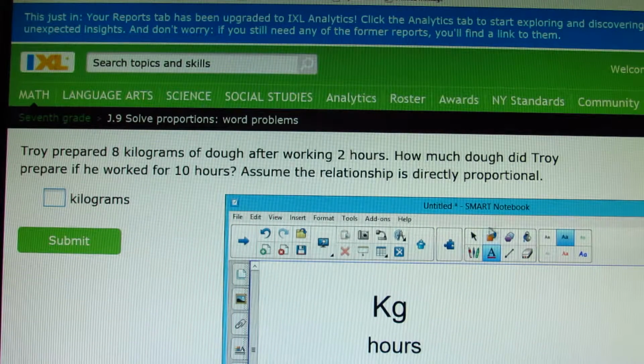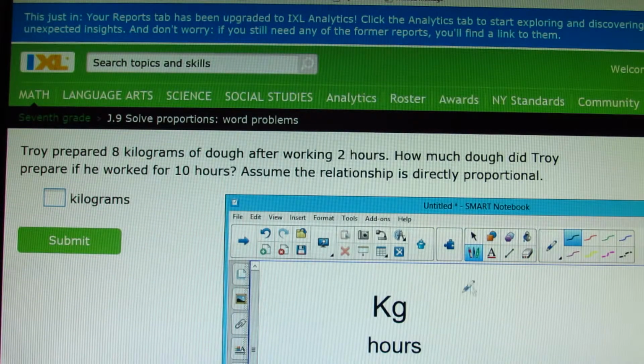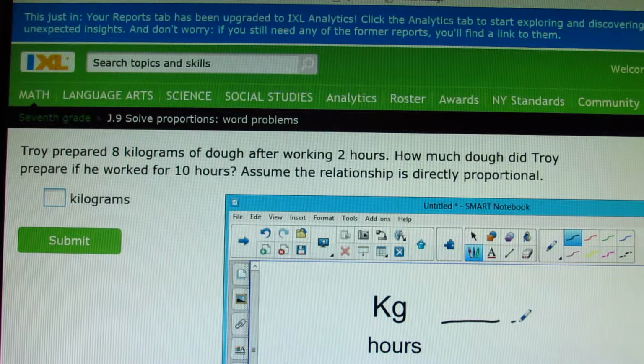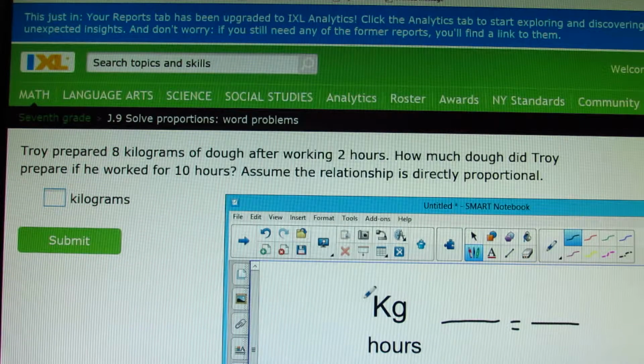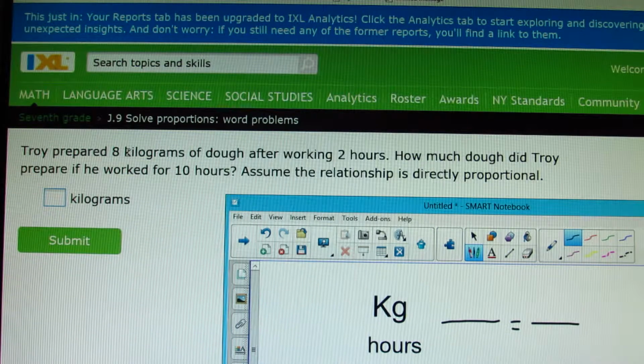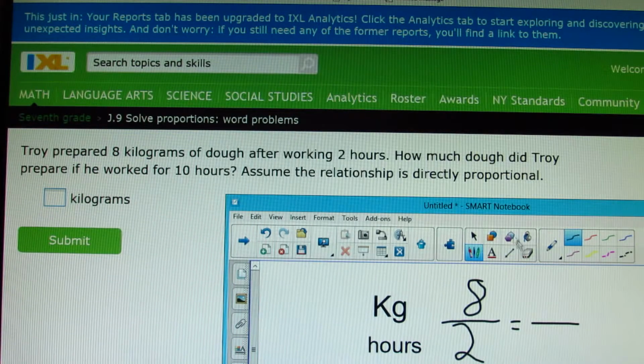A proportion is comparing 2 different fractions, and I'm comparing 2 different quantities. Here I'm comparing kilograms and hours. So in the problem, in one sentence, it says 8 kilograms, 2 hours. How much dough will he prepare if he worked 10 hours? Okay, so the other number I have is 10. Because it represents hours, it's going to go here in the denominator. And then I will have an x here in my numerator, because I don't know how many kilograms.